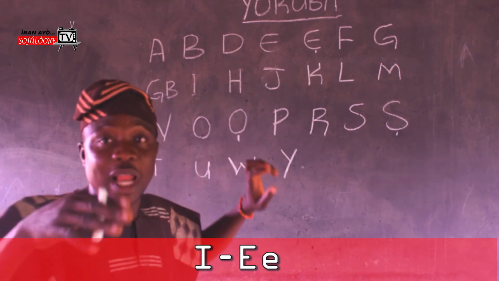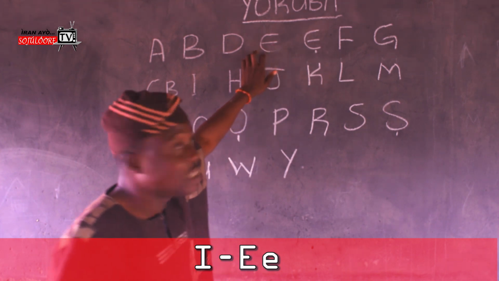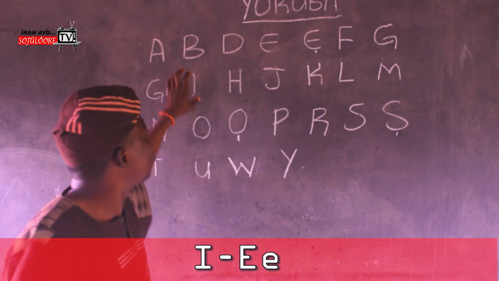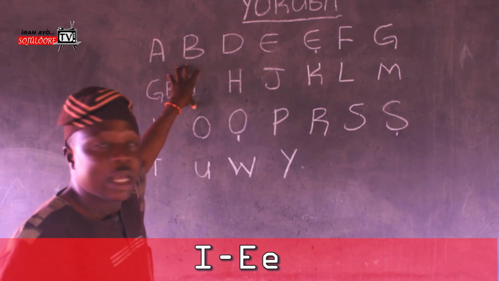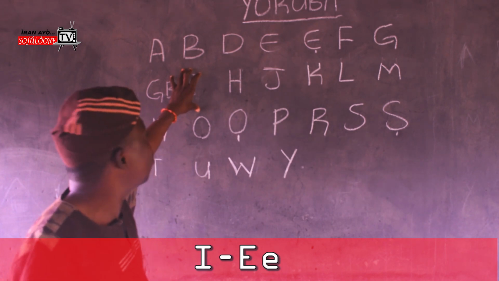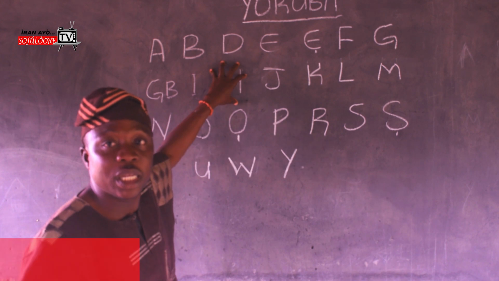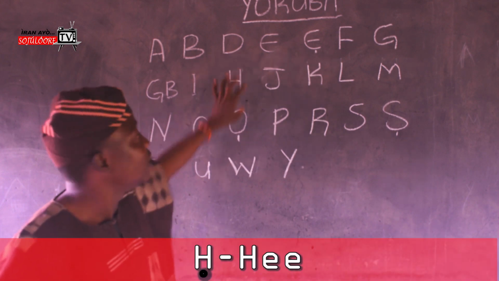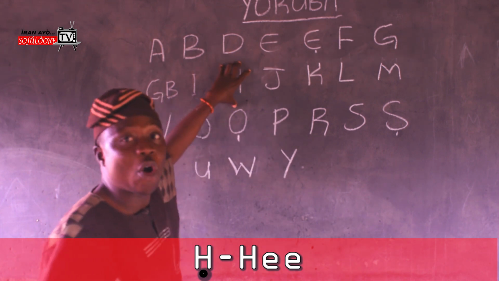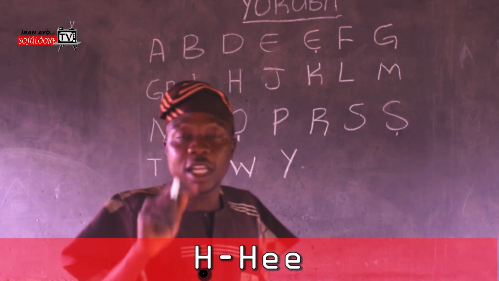Next is H. Something like H in the English alphabet, but in Yoruba we call it H. We call this one I. In English language they call it I, the same I in the English alphabet, in Yoruba alphabet we call it I. The next one is Ẹ. This Ẹ, can you see that in English language they call it H? They call it H in English language.